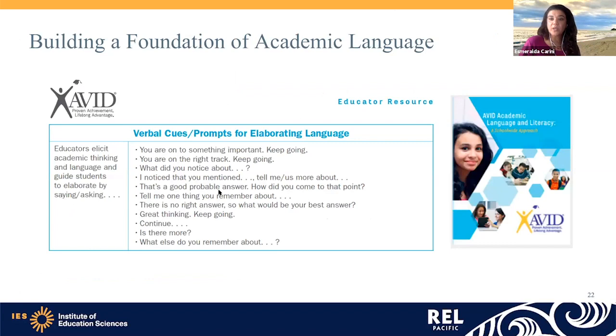All right. So what are some real instructional practices that we can do in our classroom to start infusing more disciplinary literacy practices? The first one is creating a foundation to build on, and that's the use of academic language in general in the classroom. For example, the teacher always modeling and demonstrating with students some of these phrases, verbal cues, and prompts to elaborate on language, like, "I noticed that you mentioned," "great thinking," "keep going."